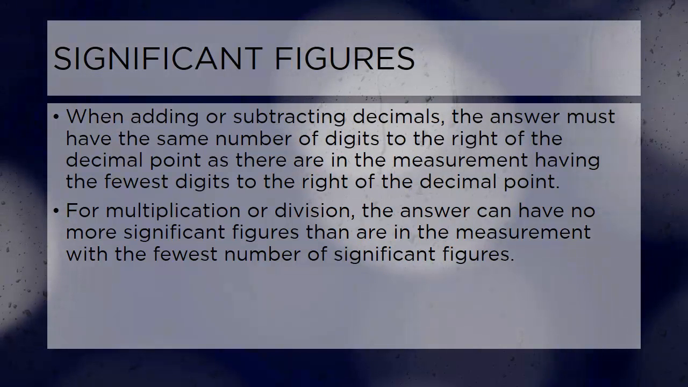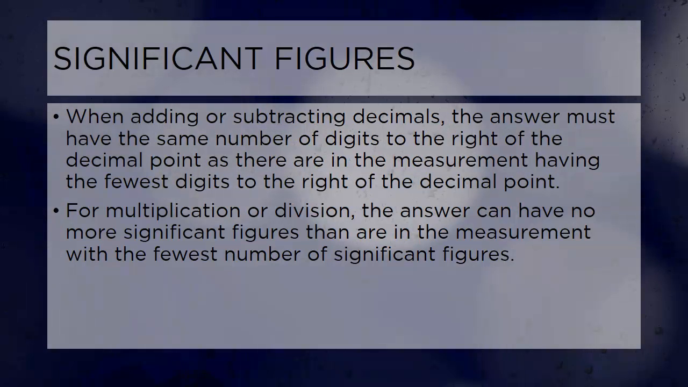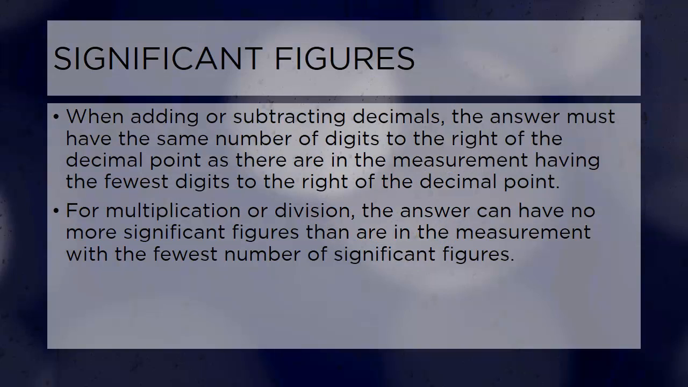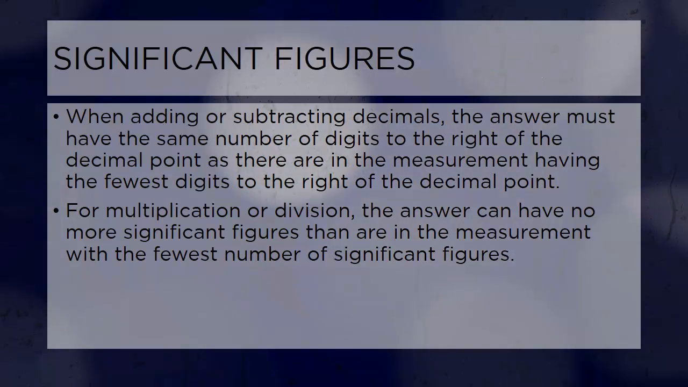And then we'll look at multiplication and division tomorrow, but in multiplication and division, I say it's kind of like the weakest link. The one that has the least sig figs is what your answer should have. So if you've got a number with 2 and a number with 4, your answer should only have 2 sig figs.